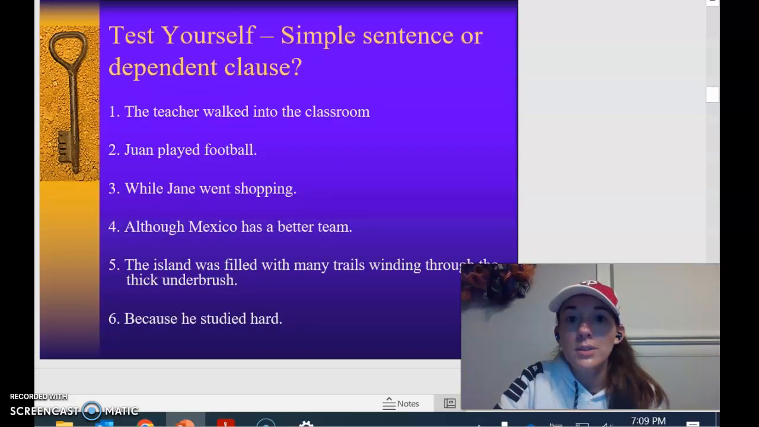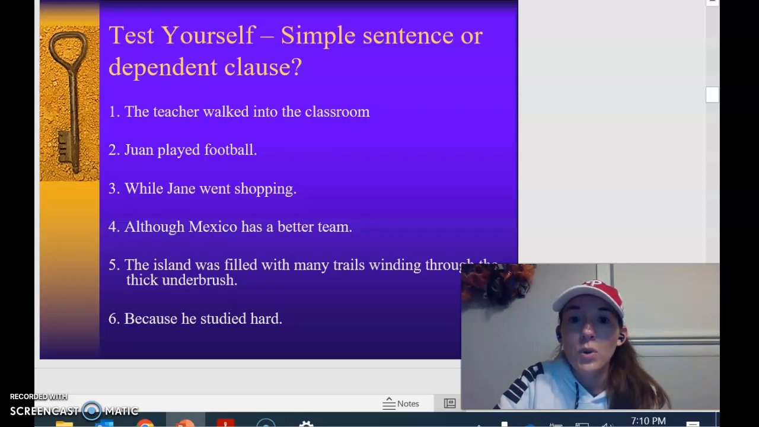So what you're going to do in Edpuzzle then, I would like you to tell me if this is a simple sentence or a dependent clause. So remember the difference between an independent and a dependent clause. So here are our 6 sentences that will pop up in Edpuzzle.